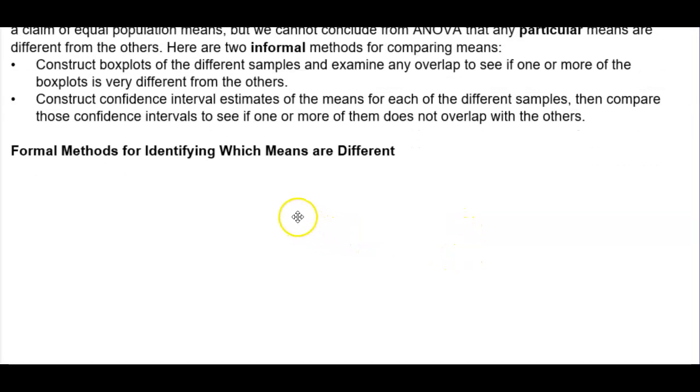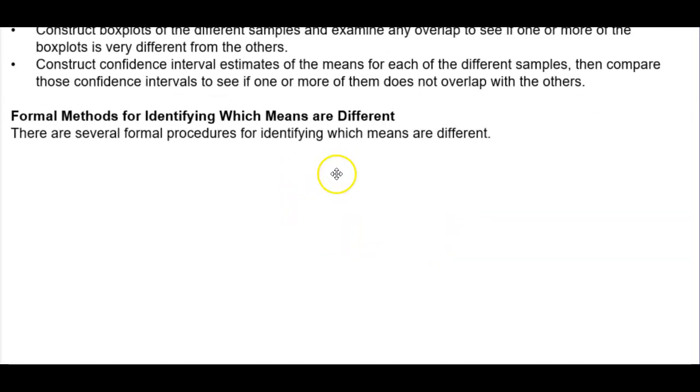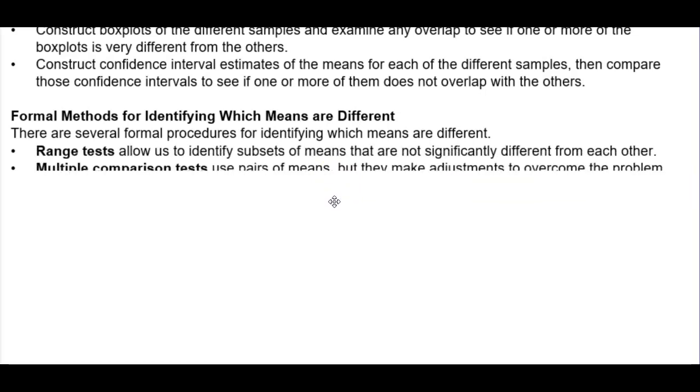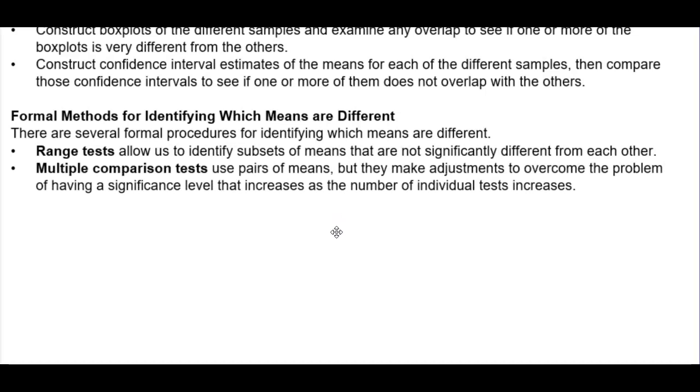Formal methods of identifying which means are different. There are several formal procedures for identifying which means are different. Range tests allow us to identify subsets of means that are not significantly different from each other. Multiple comparison tests use pairs of means, but they make adjustments to overcome the problem of having a significance level that increases as the number of individual tests increases.